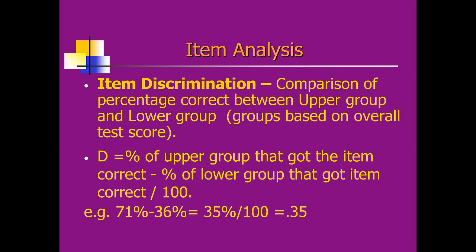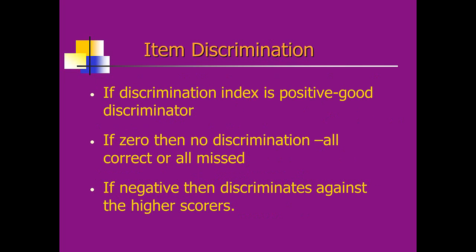So the discrimination goes basically this way. Generally, and I put the number 0.35, without getting into much of the statistics, though you see a little bit of it here, that's about where you'd really want to be with a good question as a discriminator, around that 0.35. If the discrimination index is positive, then it's a good discriminator. If it's 0, then there's no discrimination. It's either all correct or all missed.